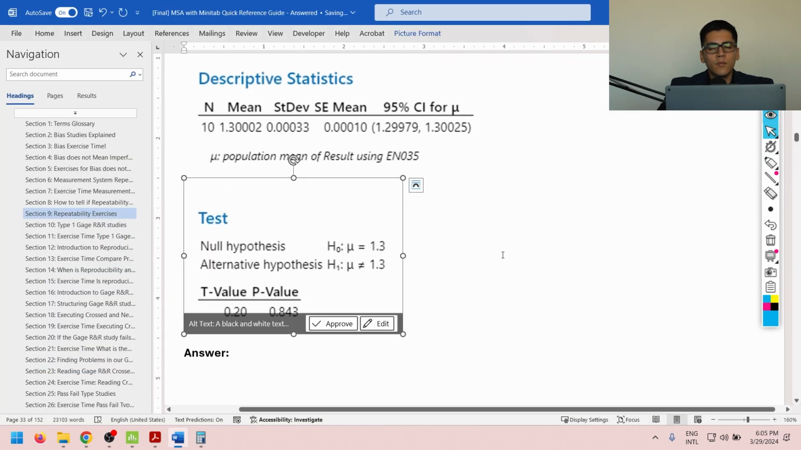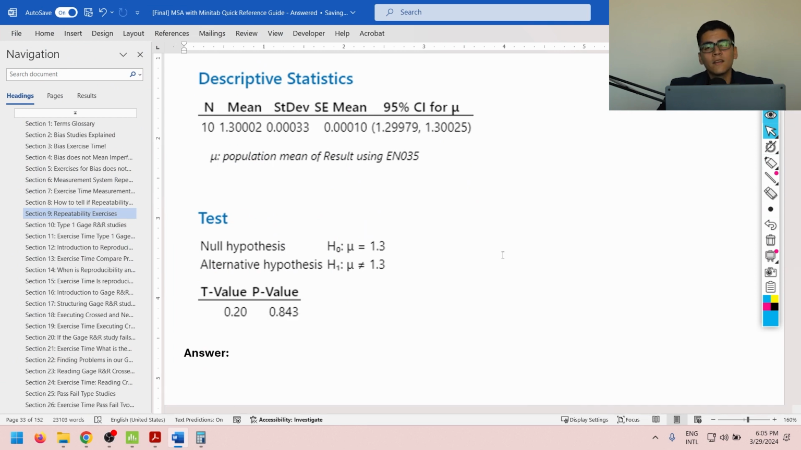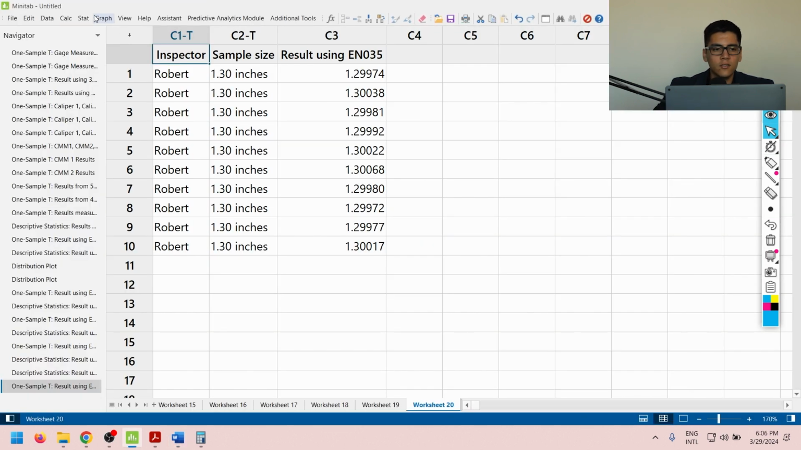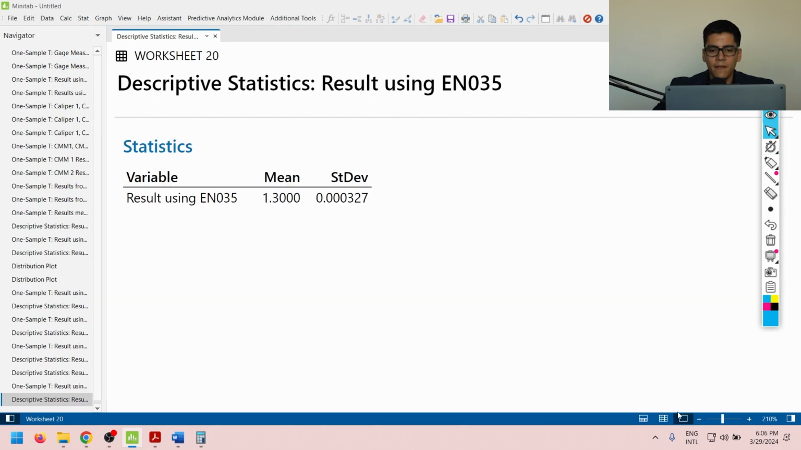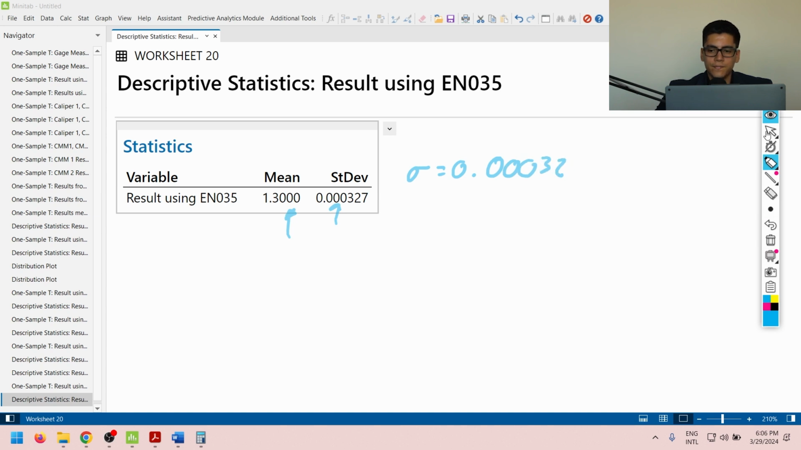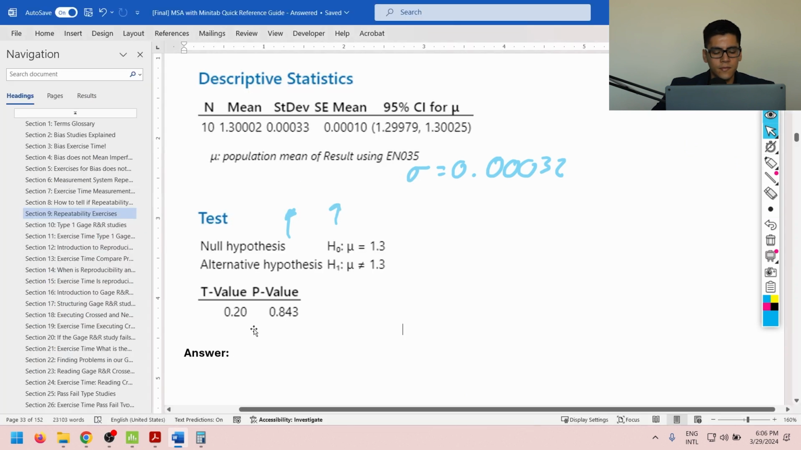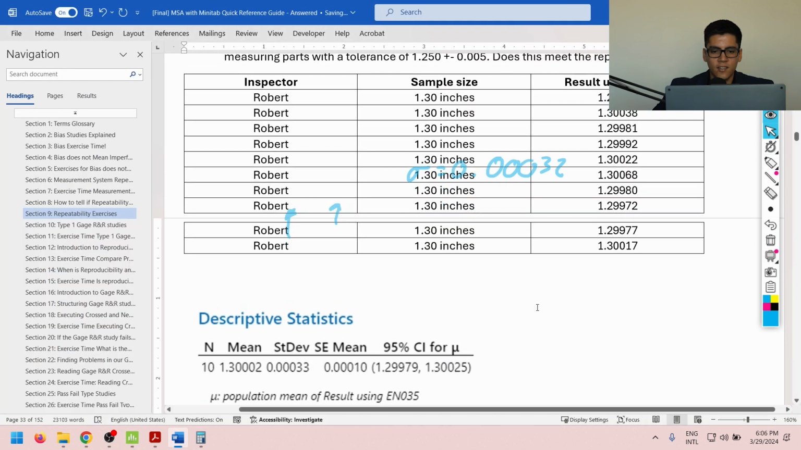Since my p-value is above 0.05, I know that the system is not biased. So first, check mark. Next, I'm going to ask myself, well, how repeatable is it? For that, we're simply going to do Stat, Basic, Display. I'm going to select my C3 column, and I'm going to review my output. Here, I have my mean and my standard deviation. The mean is around 1.30. The standard deviation is 0.00032. I'm going to copy this output. So let's do copy as picture, and we can paste it here as my next output.